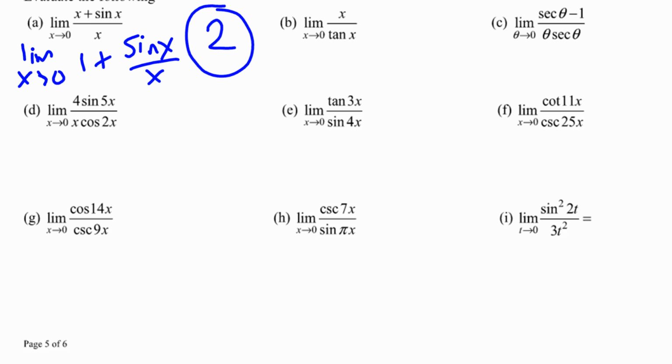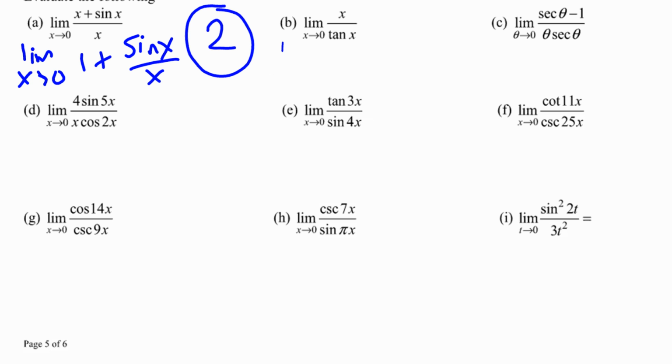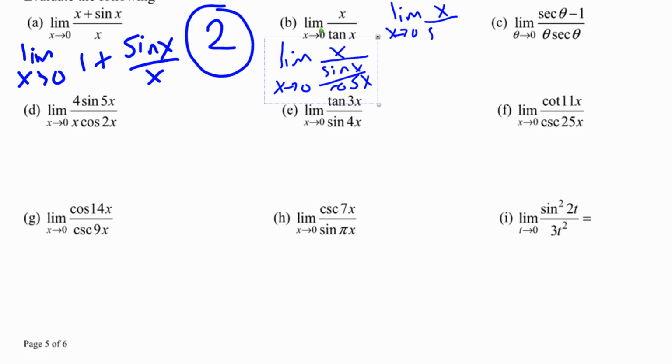Tangent of x, well, tangent is sine over cosine. Let me make a smaller pen for this one. So I can write this as x over sine over cosine. I can multiply the top and the bottom by cosine. So then I get x over sine of x times cosine of x. X over sine of x, as x approaches 0, that limit is 1. Cosine of 0 is 1. So this limit is 1.